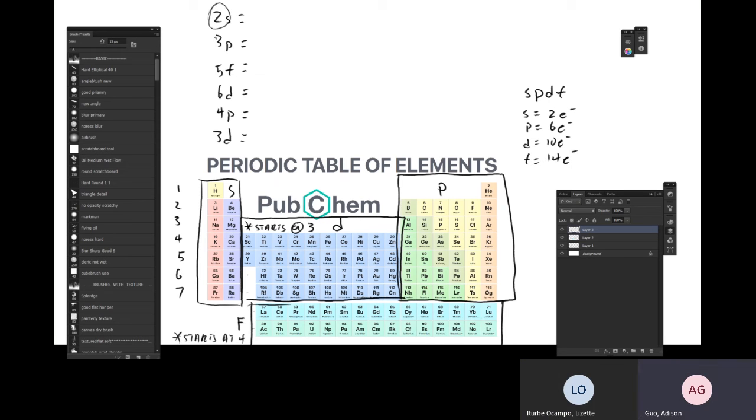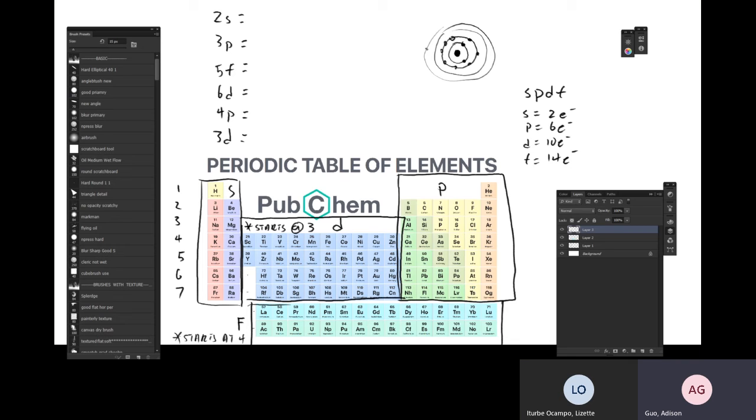What these energy levels are, as an explanation, imagine this is the nucleus of an atom. And this is energy level 1, which has 2 electrons. And this is energy level 2, and it has 1, 2, 3, 4, 5, 6, 7, 8. Energy level 3, energy level 4, and so on. As you get to a higher energy level, the electrons get farther away from the center of the atom.